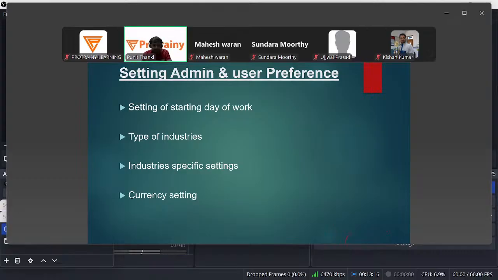The starting day of the work needs to be set. Type of industry, yes: oil and gas, civil, aviation, marine, manufacturing division. So the type of industry needs to be set. Then industry-specific settings and currency settings. If my project is dealing in INR, Indian rupees, some projects are dealing in USD and are highly dependent on the US dollar, so I have to set the conversion rate and currency settings in Primavera. Time zone, yes, time zone is very important. Right now we are in India, and it is 9:33 p.m.; in the USA, it is early morning. So first of all, we have to decide and set the time zone.